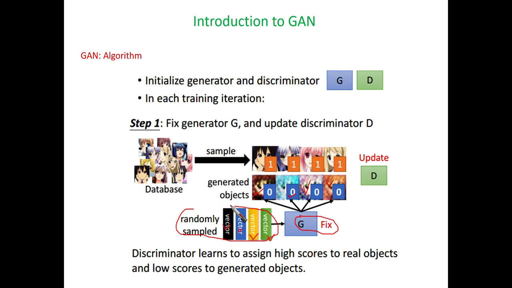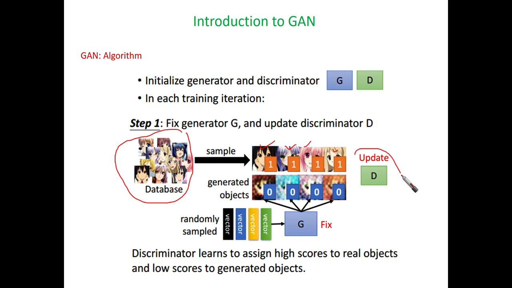Okay, we can follow some statistical distribution, but we are not talking about that. So let's say we have four generated images, and then we have some database of real images. What we do is sample some images from the database. Because here we have four, we sample four real images. Both these real images and these generated images we feed into the discriminator.